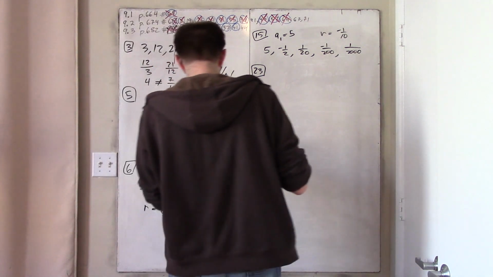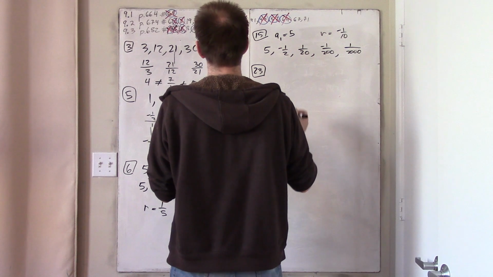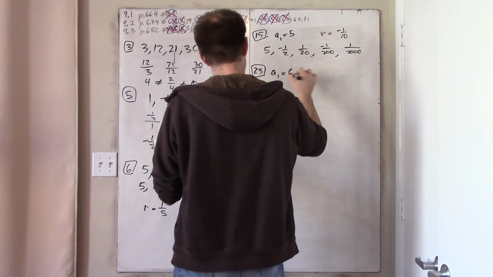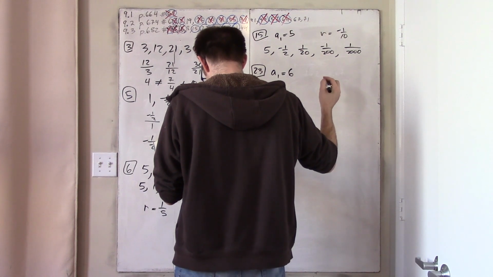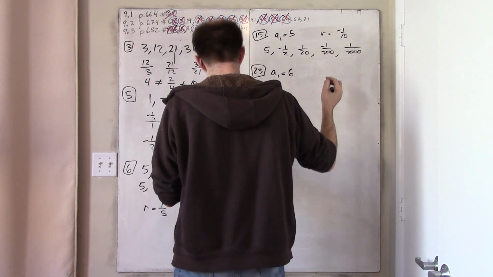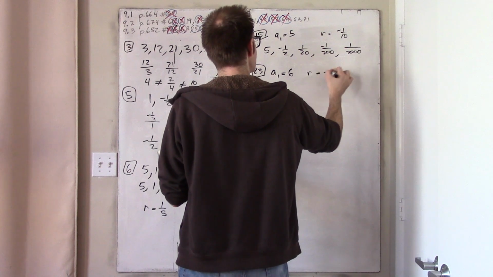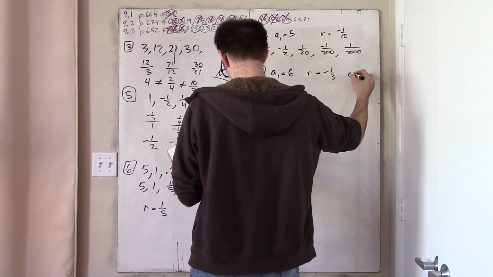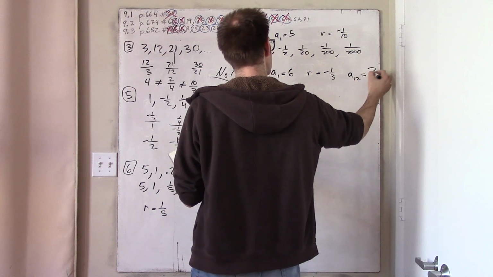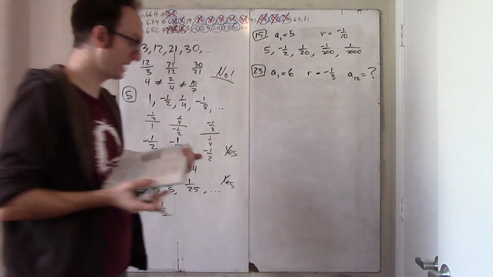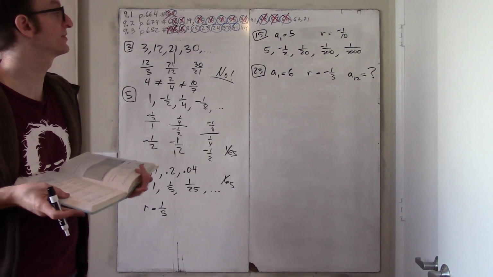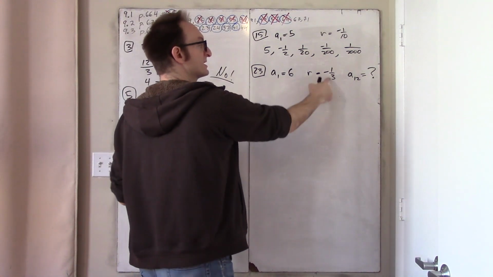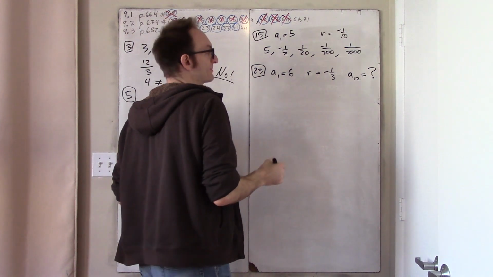Number 23 is one of these formulas where they make you figure out some stuff, not even really. So a sub 1 is 6, and r is -1/3, and the question is, what is a sub 12? Okay, a sub 1 is 6, r is -1/3. What's a sub 12?